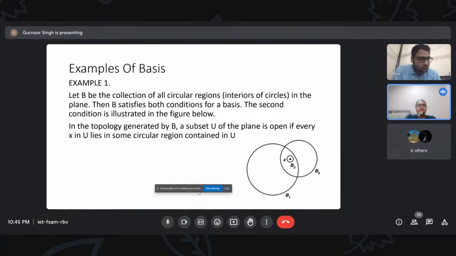So, some examples of basis. Example 1: let B be the collection of all circular regions, interiors of circles, in the plane. Then B satisfies both the conditions for a basis. The second condition is illustrated below. In the topology generated by B, a subset U of the plane is open if every x in U lies in some circular region contained in U.